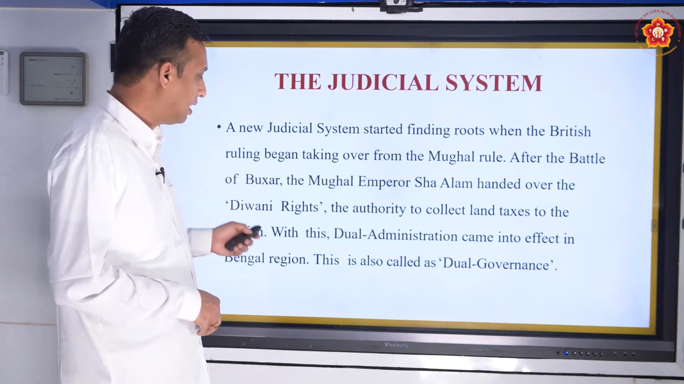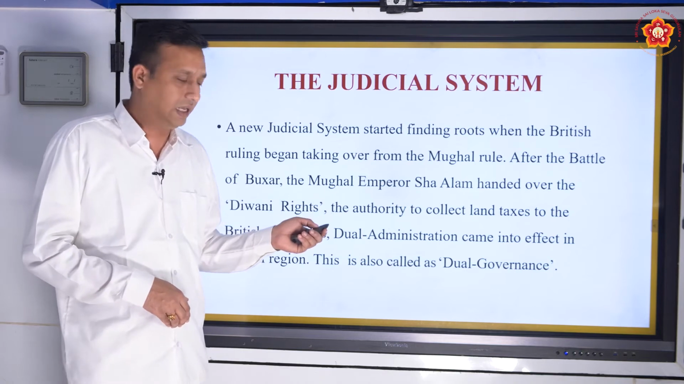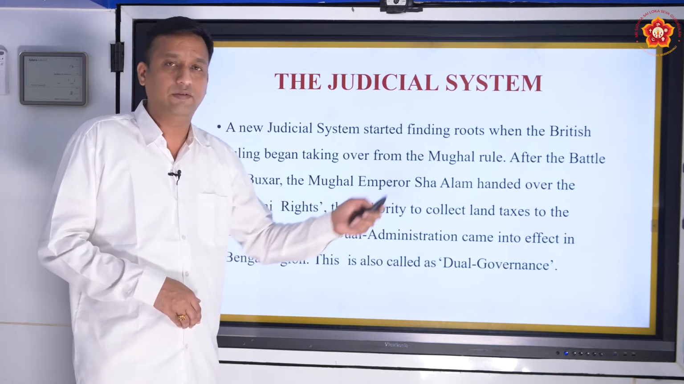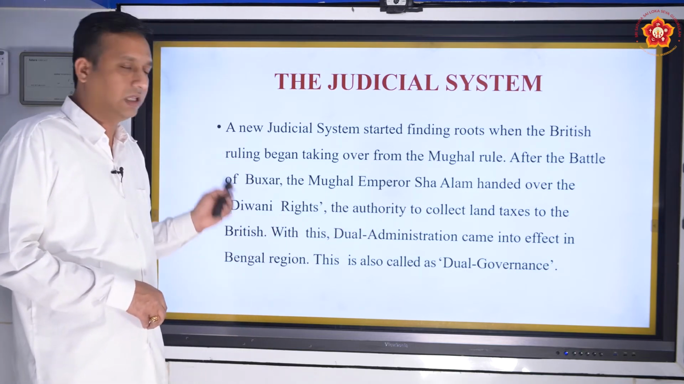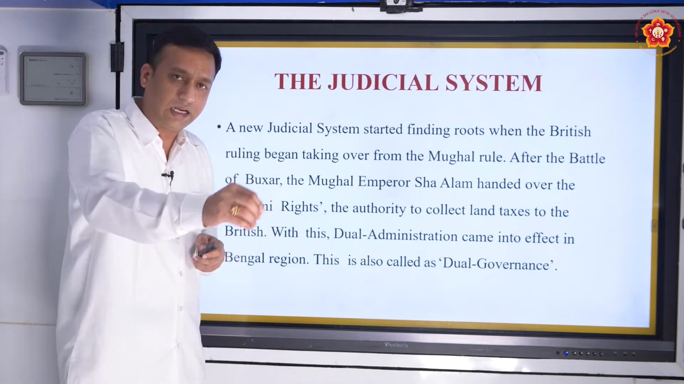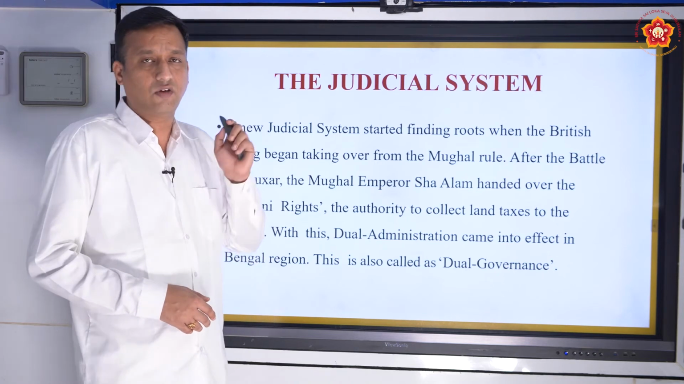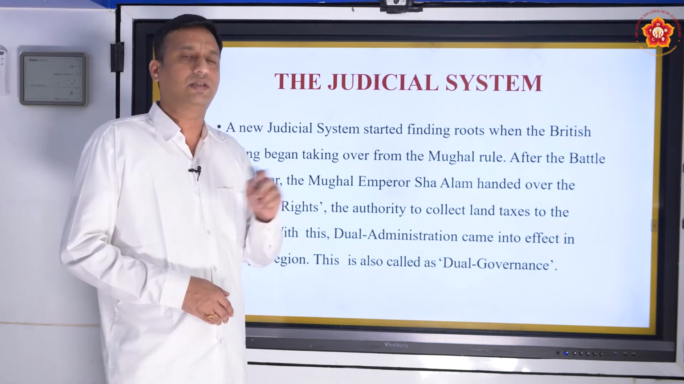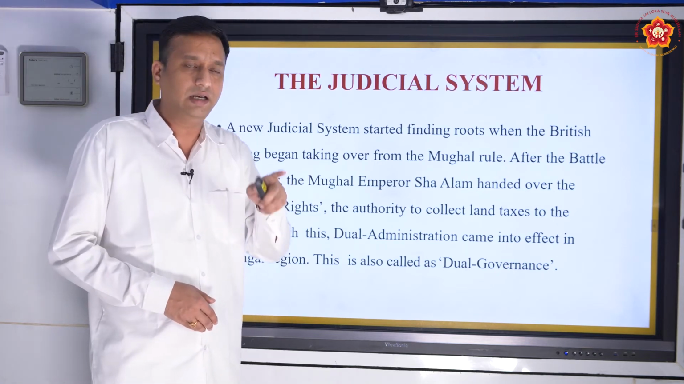After the battle of Buxar, which we already discussed in chapter number 1, the Mughal Emperor Shah Alam handed over Diwani rights. That is Diwani, the right to collect land revenue or taxes. So they gave it to the British. So Diwani rights means the right of collecting the tax. But maintenance of law and order, justice, administration was in the hands of the Indian rulers.